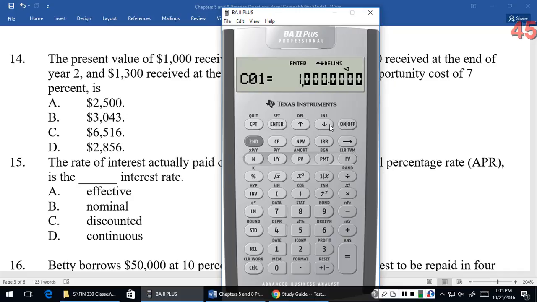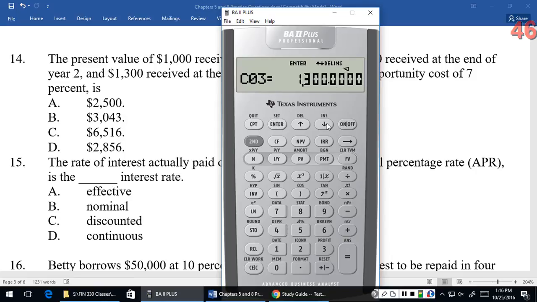Now I'm going to press my down arrow key again. It's going to ask for the frequency. How many times in a row does the $1,000 occur? The default is 1. That's correct. So we're just going to down arrow past it to cash flow 2, which is 1,200. Press the enter key to lock it in. Press the down arrow key. The frequency is 1, which is correct. So we'll press the down arrow key again, and the last cash flow is 1,300. And then press the enter key to lock it in.